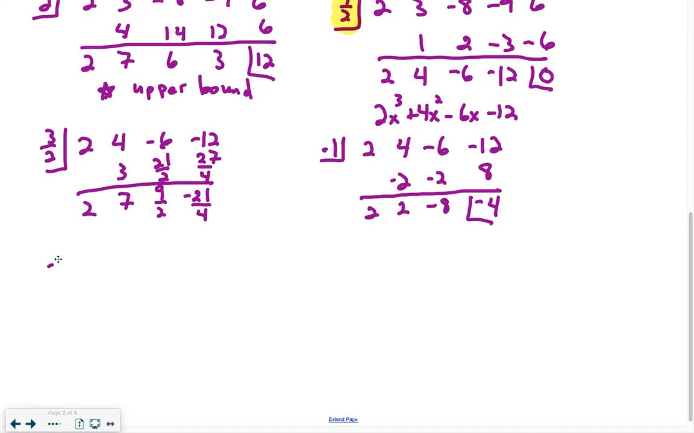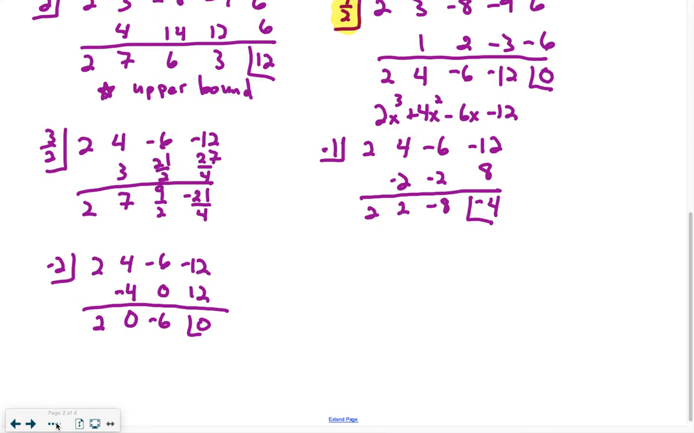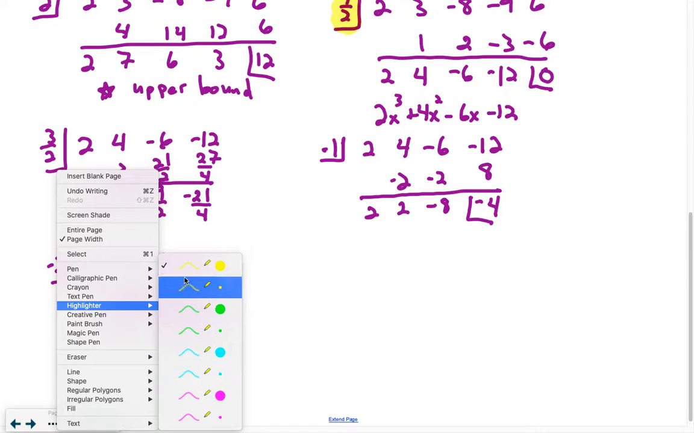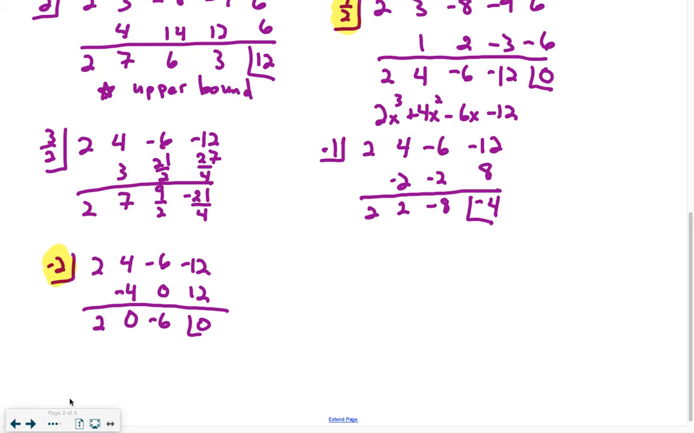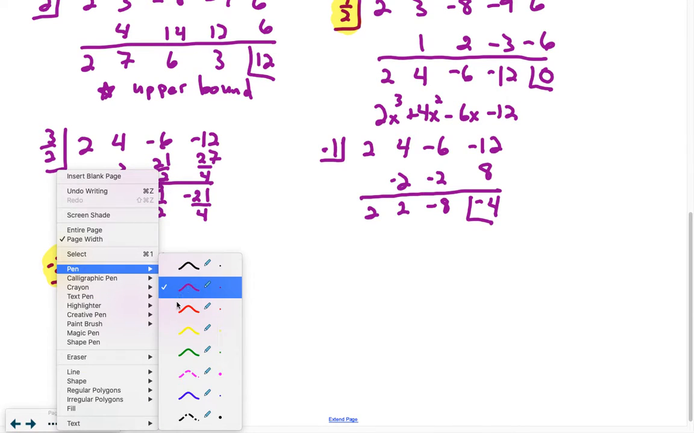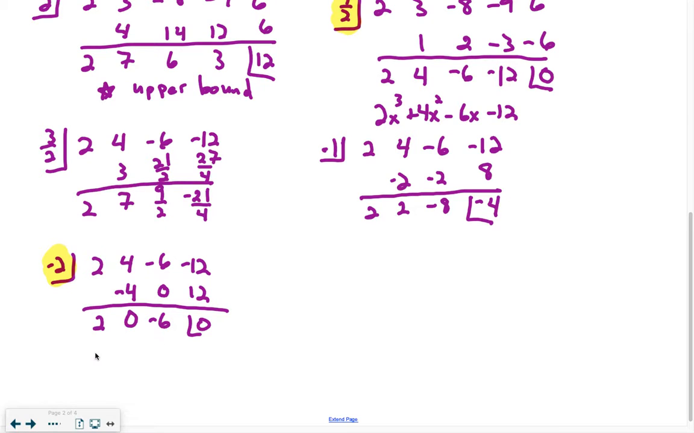Let's try -2. So again, 2, 4, -6, and -12. Bring the 2 down. -2 times 2 is -4. Add, multiply, add, multiply, add, and we get 0. So -2 is a root. We have now found 3 roots. And since this was a third degree, that means this is depressed all the way down to a quadratic. This would be 2x squared plus 0x minus 6.